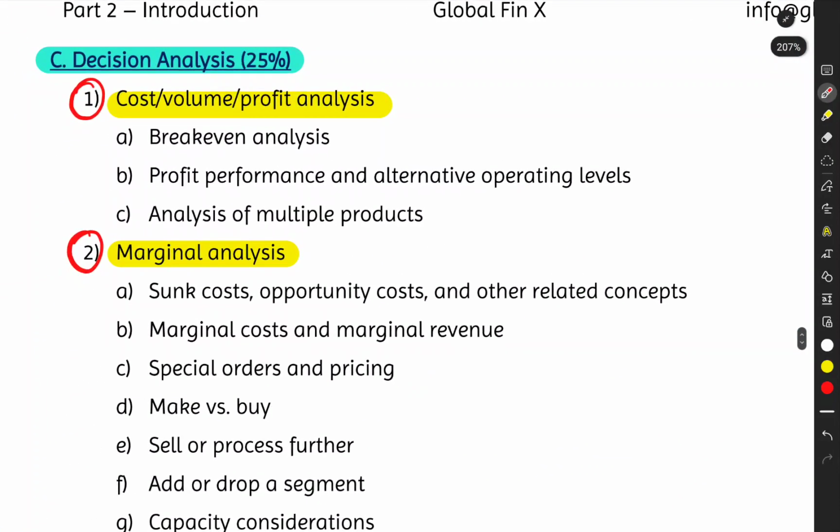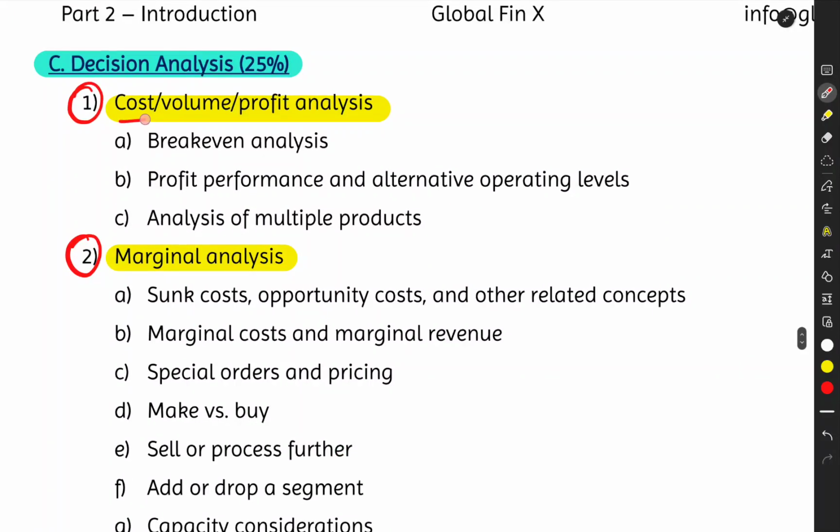So now what are we covering in the first unit of section C, decision analysis? First unit is CVP analysis. CVP stands for cost, volume, profit. What should be the cost per unit? What are the different costs? Marginal cost versus fixed cost, variable cost and fixed cost. And then volume refers to how many units you have to produce. Profit refers to if your cost is X and you are producing Y number of units, then what will be your profit? Okay, the relationship between cost, volume and profit is covered for you in the first unit of section C.